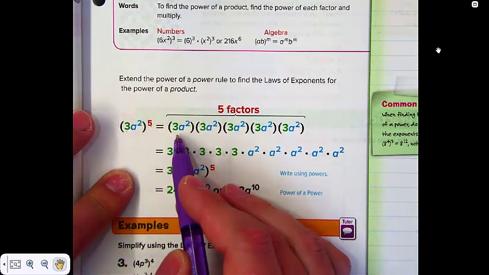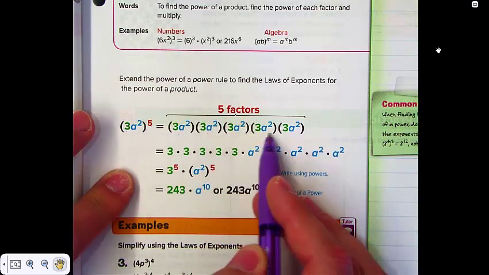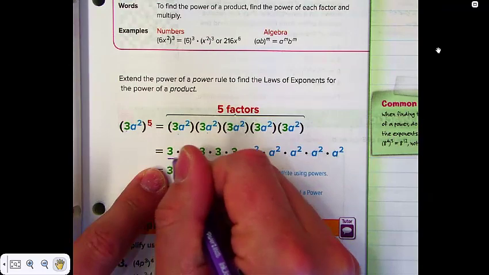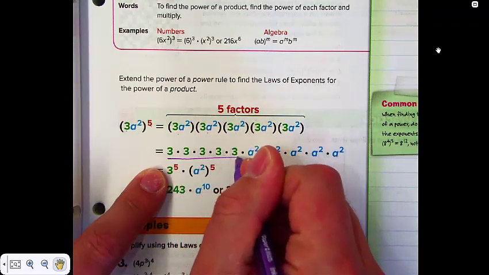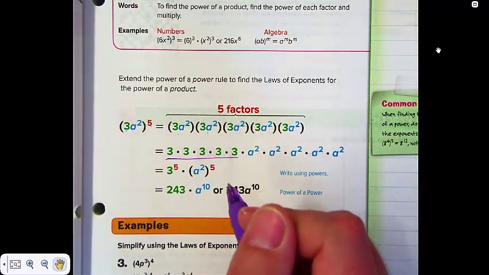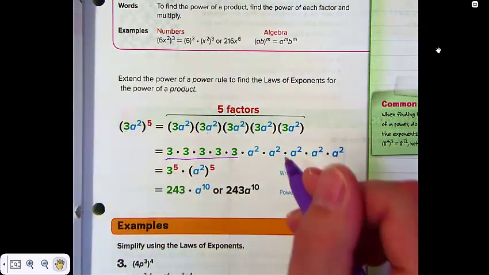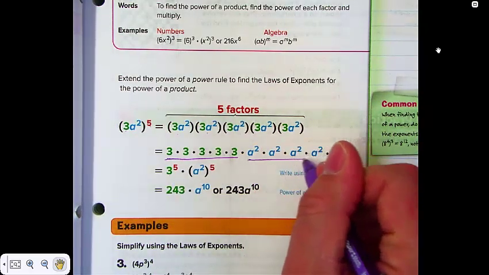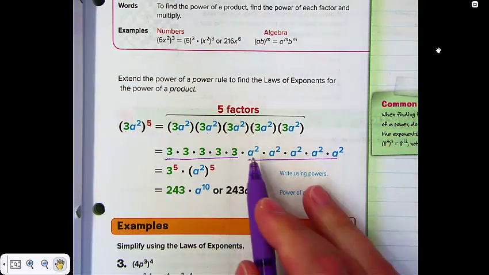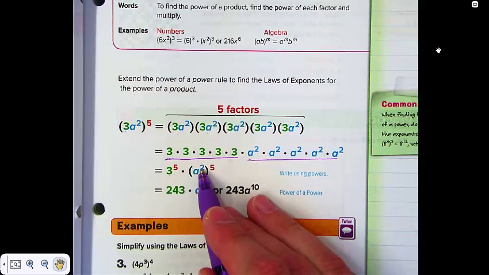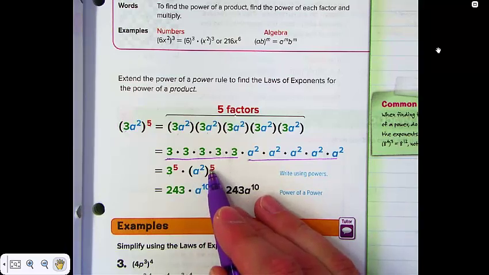So if you wanted to list it all out, you would just have 5 of these. Then we have to break it into its different parts. Right here, we have 5 3's all being multiplied together, which are going to get us 3 to the 5th power. Then here, we have 5 a squareds all together, which is going to get us a squared to the 5th power.